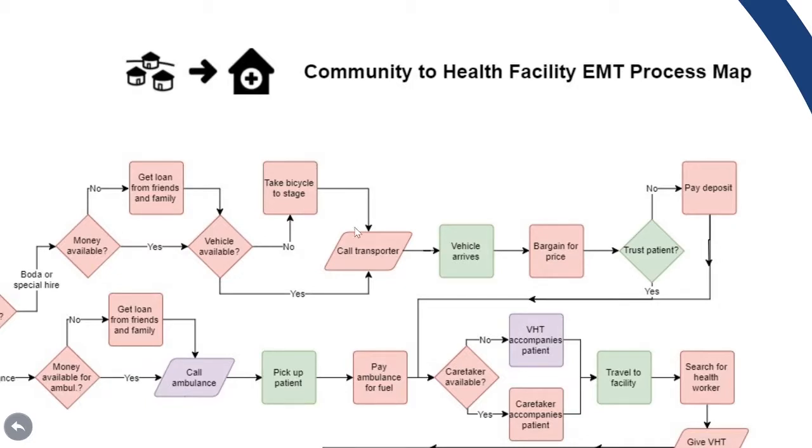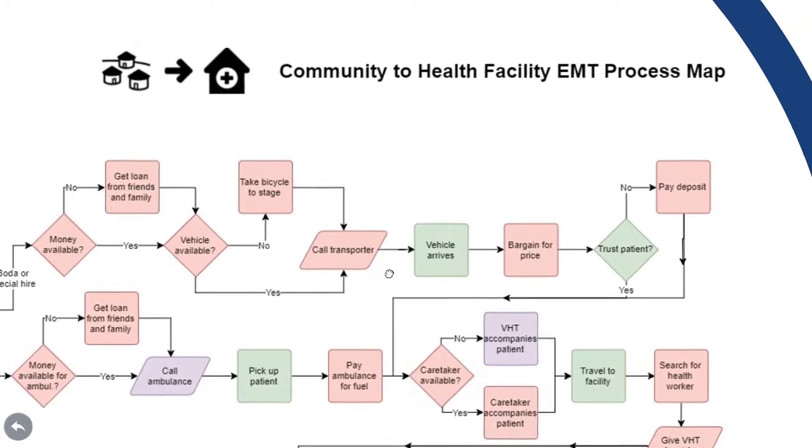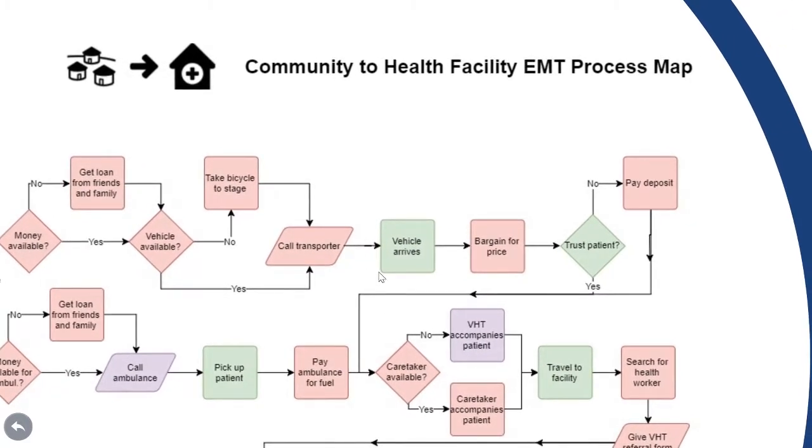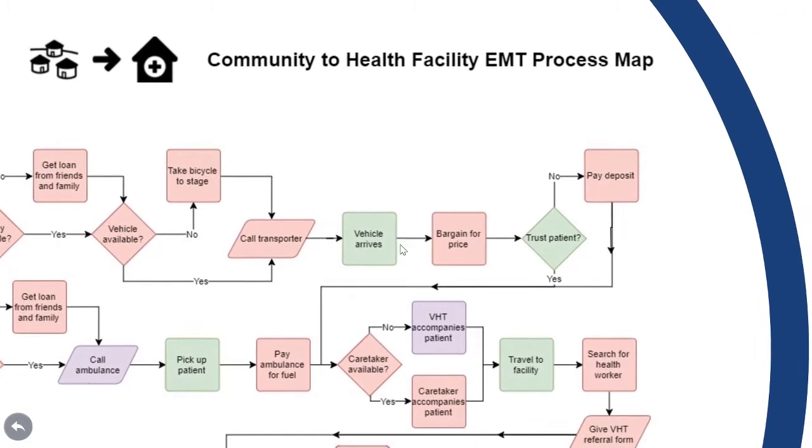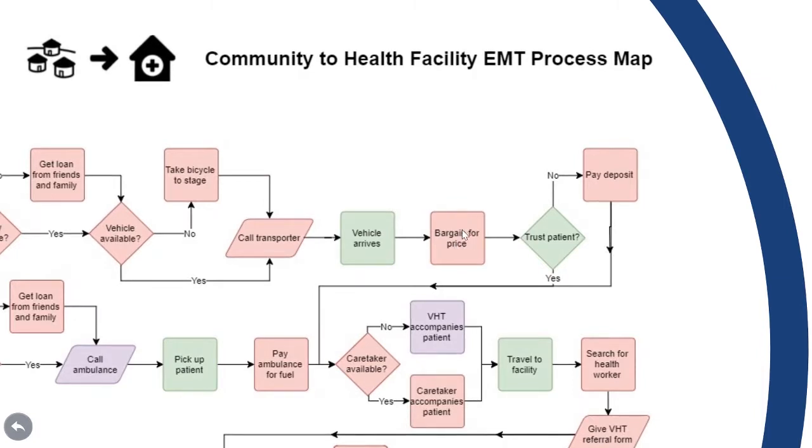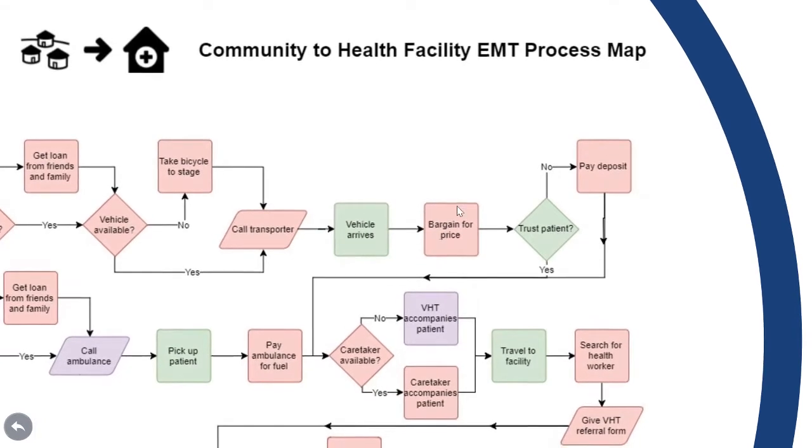And then from there, you could call the transporter. Really, the vast majority of cases used a boda. Then you would call the transporter, the vehicle would arrive, and then there would be a bargaining process, which could really delay things. We'll talk about the gaps later on. There could be overcharging based on the emergency or time of day or the weather conditions.